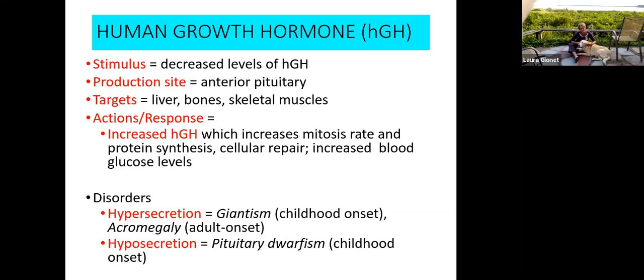So what is it going to do? It increases the human growth hormone levels, which increases mitosis rate, protein synthesis, a lot of cellular repair, and it will increase blood glucose levels to let these processes happen. Right. So human growth hormone really isn't being released due to changing levels of blood glucose.